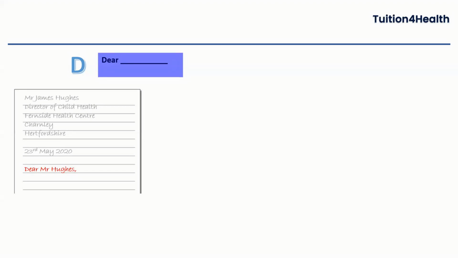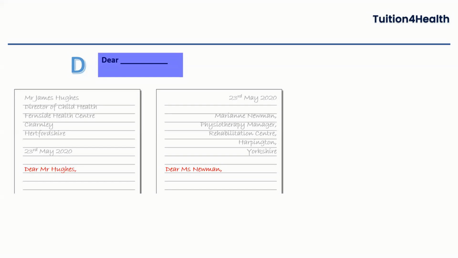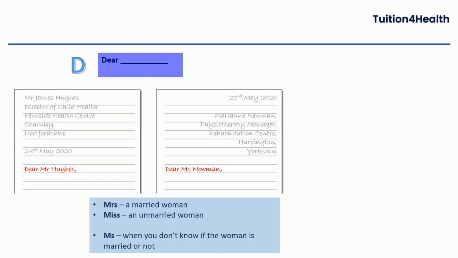For other professionals and non-medical recipients, it's easier to use the general titles for men and women. It can get a bit long and clumsy to write, Dear Senior Community Physiotherapy Manager. So for a man, use Mr. For women, use the title you're given, Mrs. or Miss. If you aren't told this information for a woman, you should write Ms. It's the form that we use when we don't know if a woman is married or not.